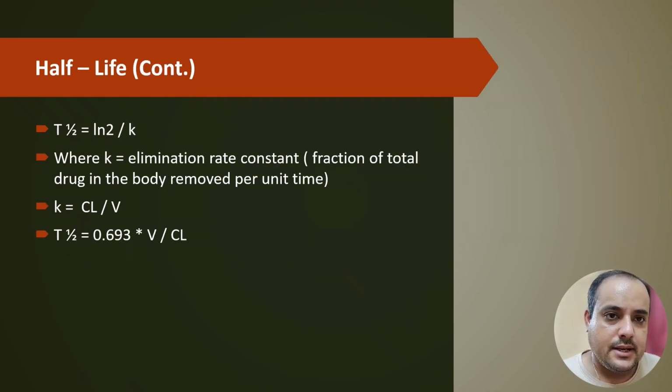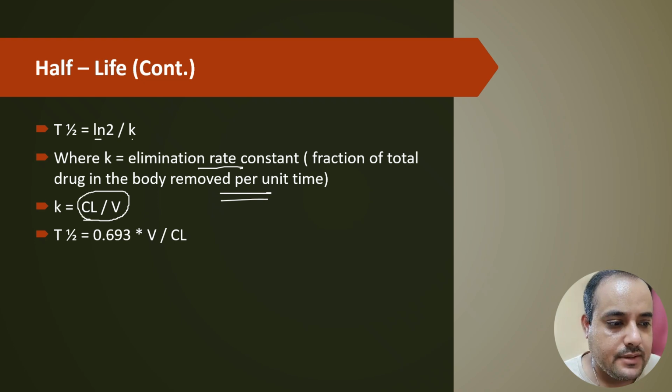Now this T half is given by the formula of natural log of 2 divided by K. This K is the elimination rate constant, which is the fraction of the total drug in the body which is removed per unit time. It gives us the value of K. Now the K is the clearance of the drug divided by the volume of distribution of the drug. That is how we get the value of K.